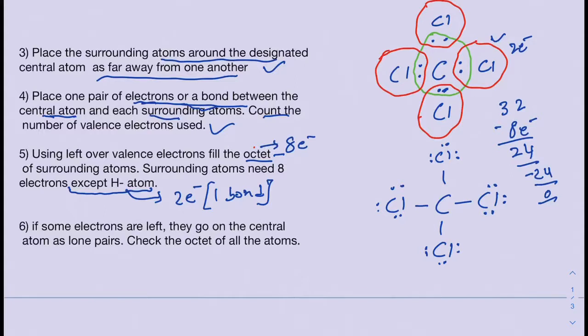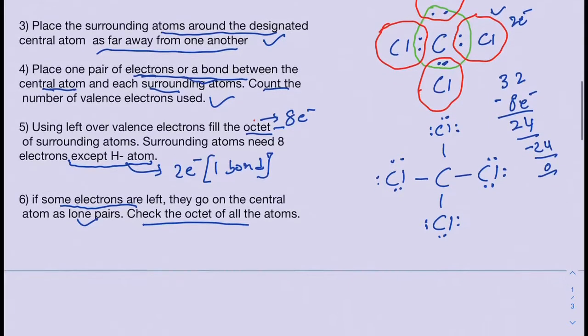There are going to be times when you have completed the octets of the surrounding atoms and you still have some electrons left. In that case, that's rule 6: if you still have some electrons left after completing the octets of the surrounding atoms, those electrons go on the central atom as lone pairs. In this case, we don't have that scenario, but if that were to happen, those electrons would go on the central atom. So this is your Lewis structure for CCl4.